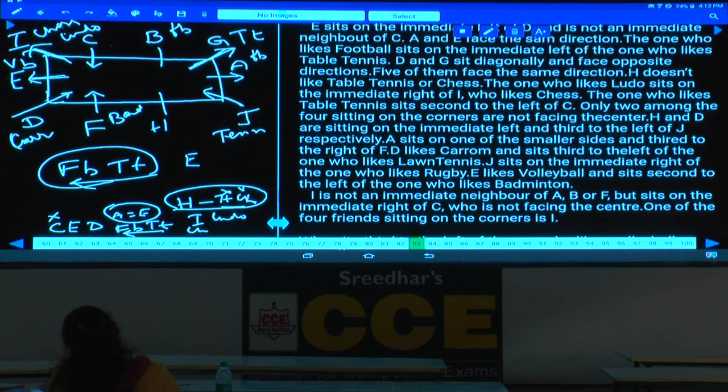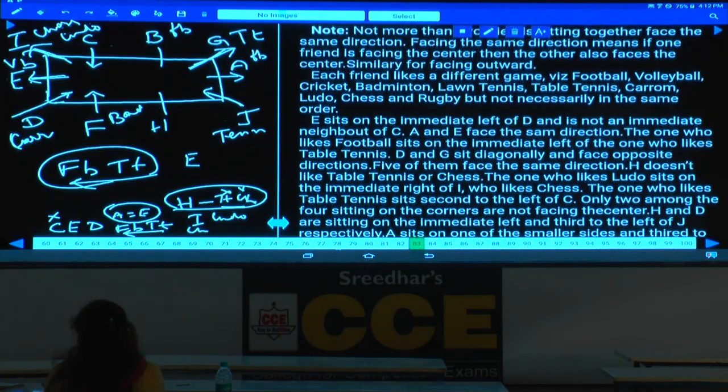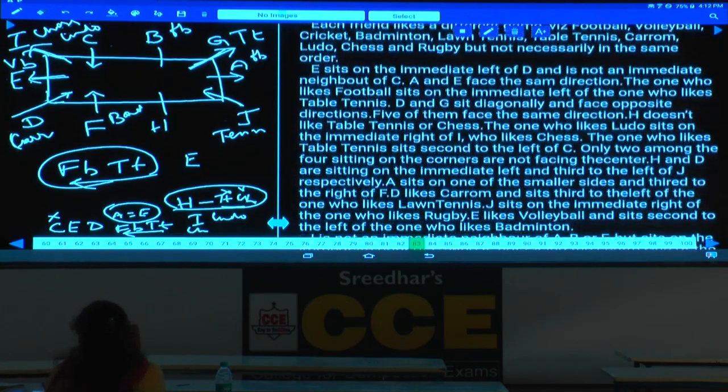And football and table tennis, and H is neither table tennis nor chess. H is neither table tennis nor chess. Is there any chess here? Chess or cricket? H does not like table tennis or chess. As H does not like table tennis or chess, chess is already done, and between rugby and this one, one is left over, isn't it? And A is rugby. Why is A rugby here?